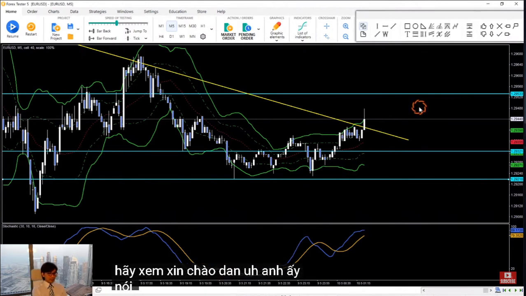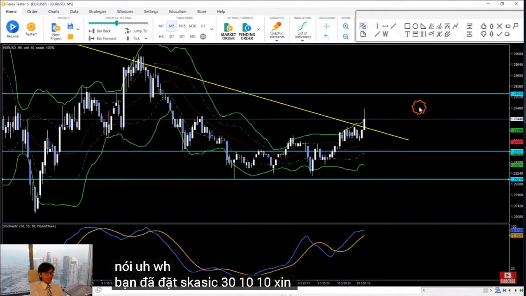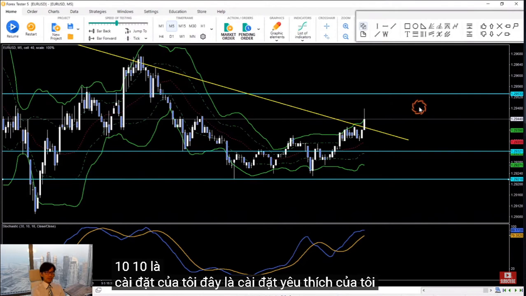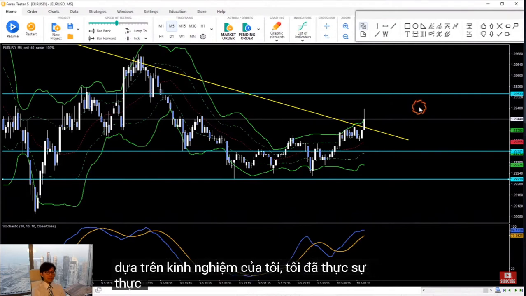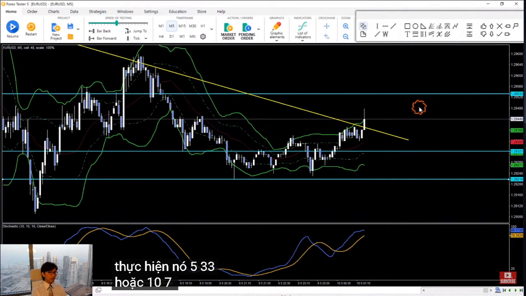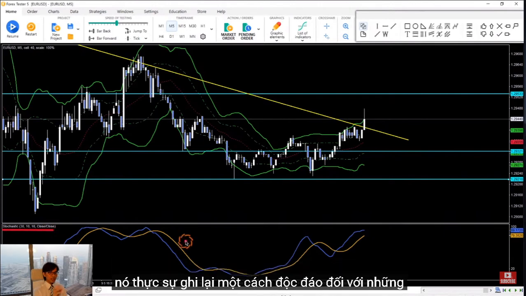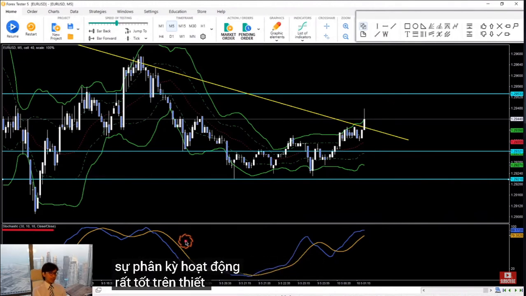Right, let's see. Hello, Dan. He says, why did you set stochastic 30-10-10, please? Why, when by default TradingView sets it at 14-1-3? Yeah, 30-10-10 is my setting. This is my favorite setting based on my experience. I have tried 5-3-3, 10-7-7 and 20-13-13, and I tried many different patterns for the stochastic, and 30-10-10 became my favorite one. It captures the cross signals nicely, and especially divergence works very well on this stochastic setting.